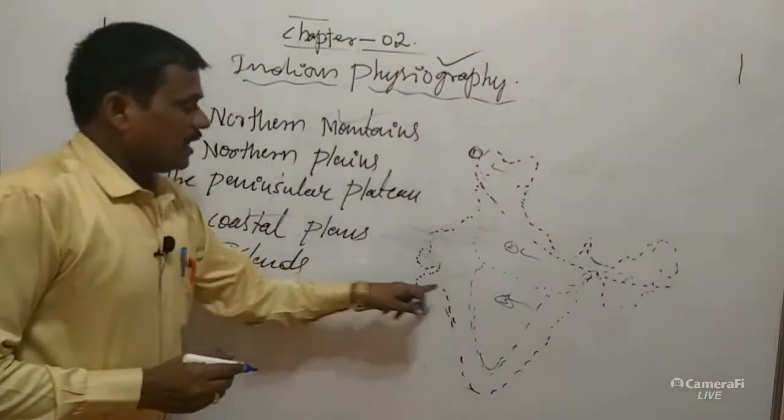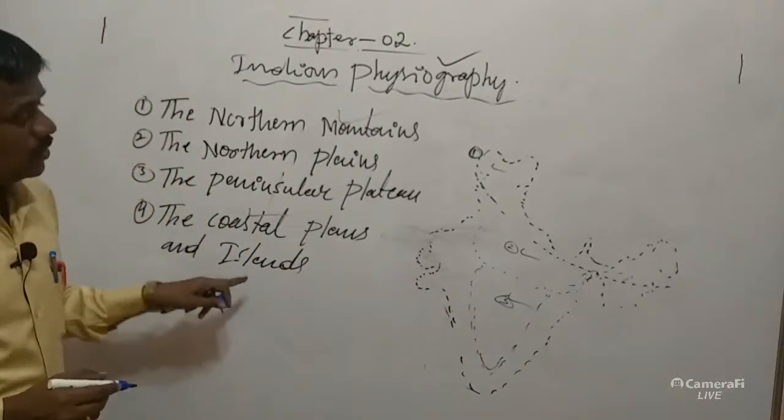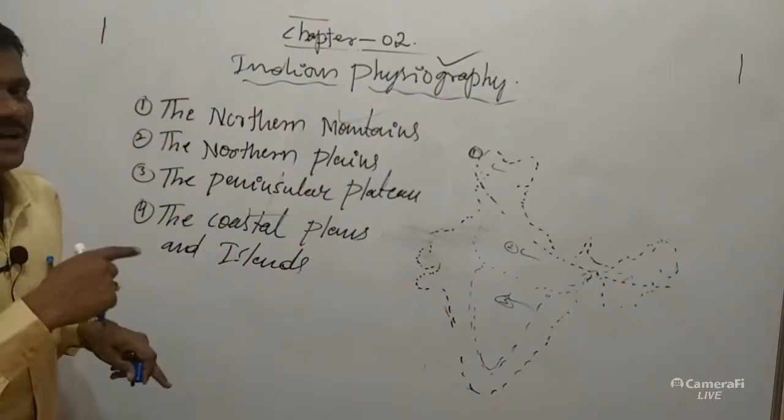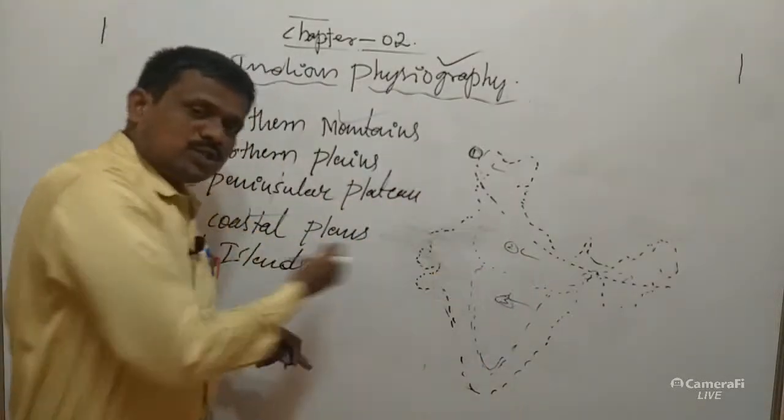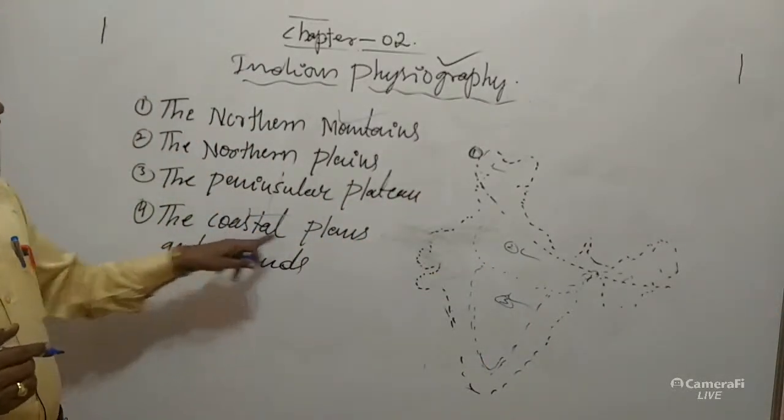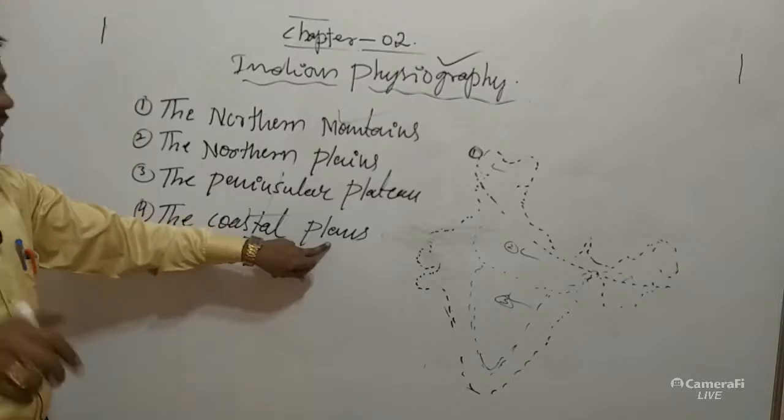Coastal regions are again classified into the eastern coast and the western coast. Coastal plains means two important coastal areas are there.